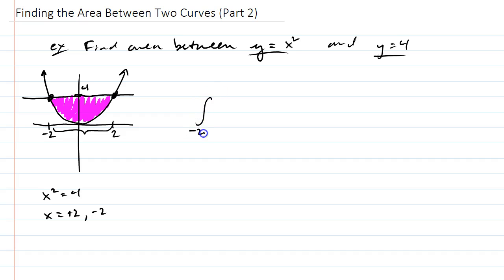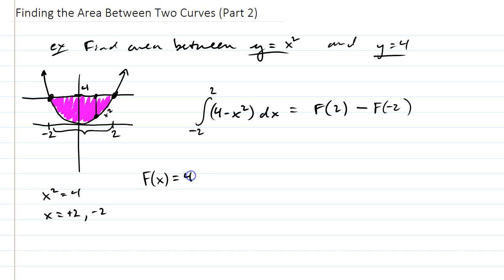The integral from negative 2 to 2, and we have to set up exactly what kind of function now. So the top here is 4 and the bottom is x squared regular. So the difference between them is going to be 4 take away x squared. Alright, so we're going to be doing big F of 2 minus big F of negative 2. Now the antiderivative of this function is 4x minus 1/3 x cubed.